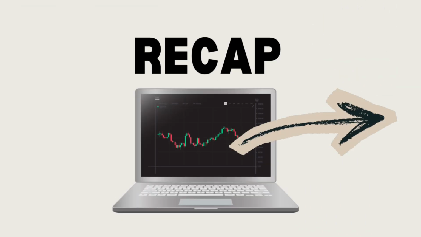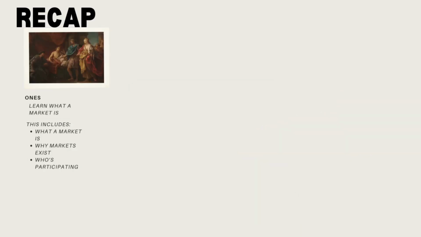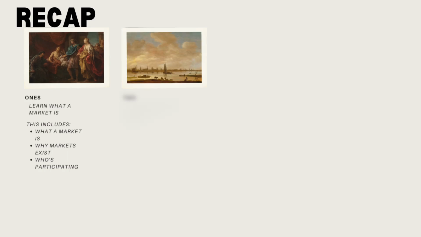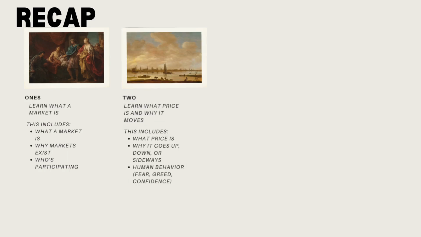Before we end, I want to quickly connect everything we just talked about, so it's clear. Step 1 was to learn what a market is. This includes learning what it actually is, why markets exist, and who participates in it. Number 2 is learning what price is and why it moves. This includes literally what price is, why it goes up or down or sideways, and the human behavior behind price, like fear, greed, and confidence.